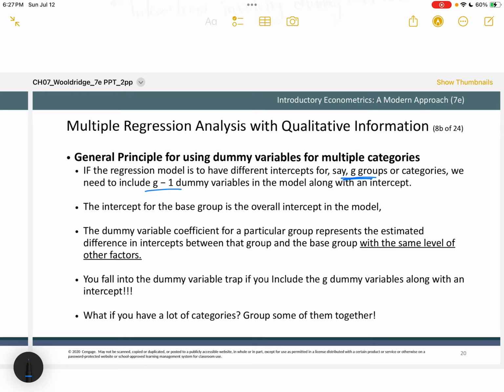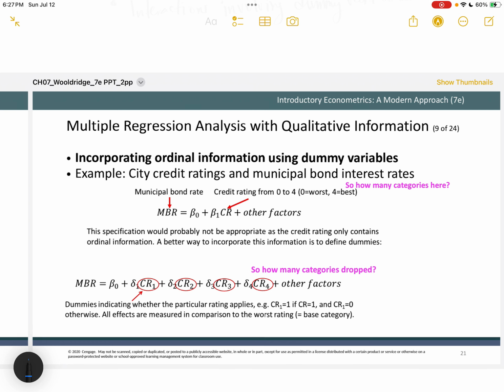Now, what if you have a lot of categories? Well, you could group some of the categories together, right? Here is an example. We have credit rating from 0 to 4. So that is rating 0, 1, 2, 3, 4. That's 5 groups.